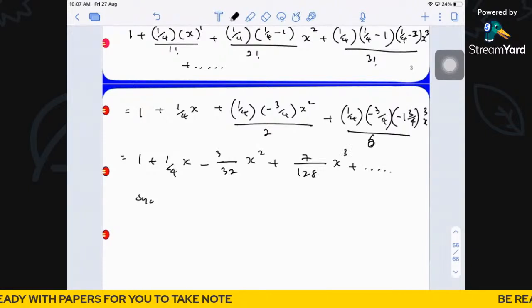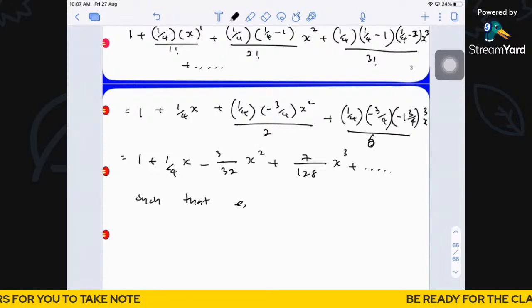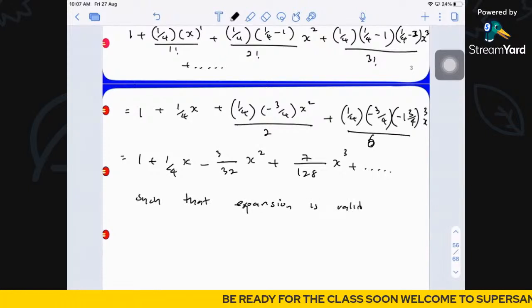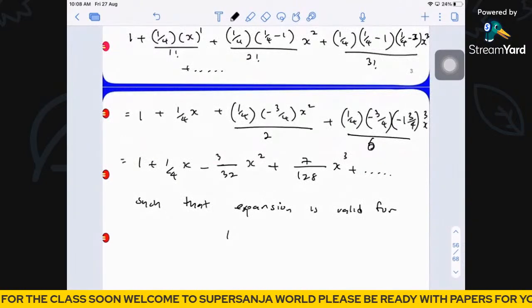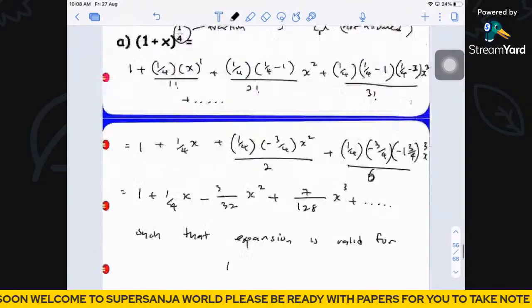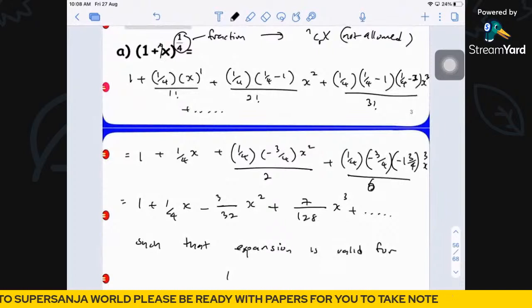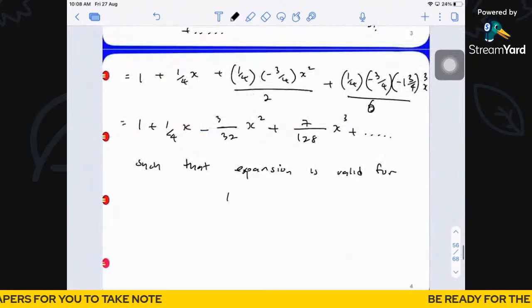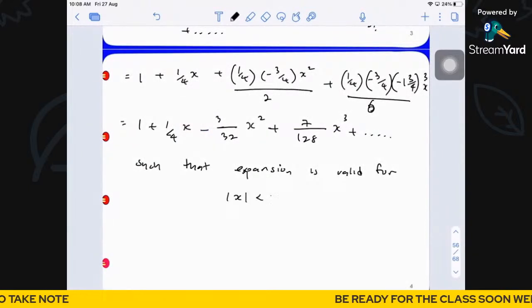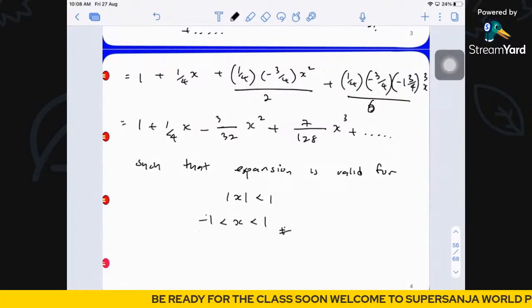Okay, such that the expansion is valid for the b there is 1. So the b there is 1. So you can write down there modulus of x, means in front of the x there is 1. You can see that the coefficient of the x is 1. Okay, so you know that modulus of x is less than 1. So x is between negative 1 and 1.